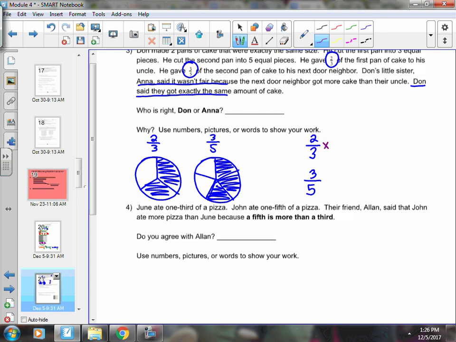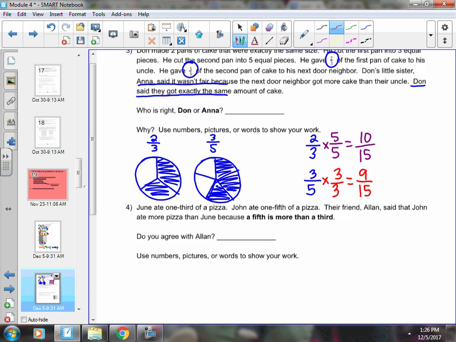If I multiply the bottom by 5, that equals 15. If I multiply the bottom by 5, I have to multiply the top by 5. 2/3 is the same thing as 10/15. For my second fraction, if I multiply the bottom by 3, I'll get 15 as well. And if I multiply the bottom by 3, I better multiply the top by 3. No wonder my pictures looked so similar. Look how close the fractions are. 10/15 and 9/15.